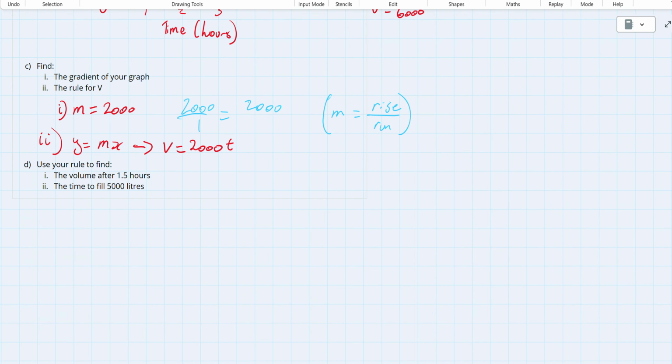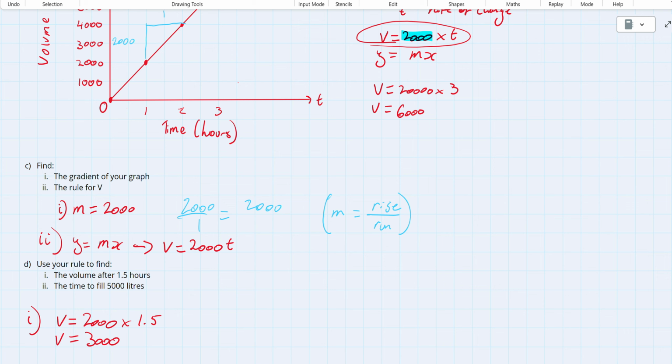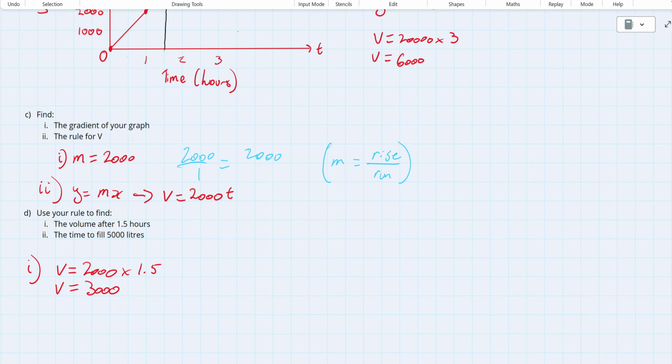Question D says, use that rule to find the volume after 1.5 hours. So we substitute. The volume is going to be equal to 2,000 times 1.5. 2,000 times 1.5 is 3,000. And you could use your graph to double check that. 1.5 hours is going to be in line with 3,000 litres.